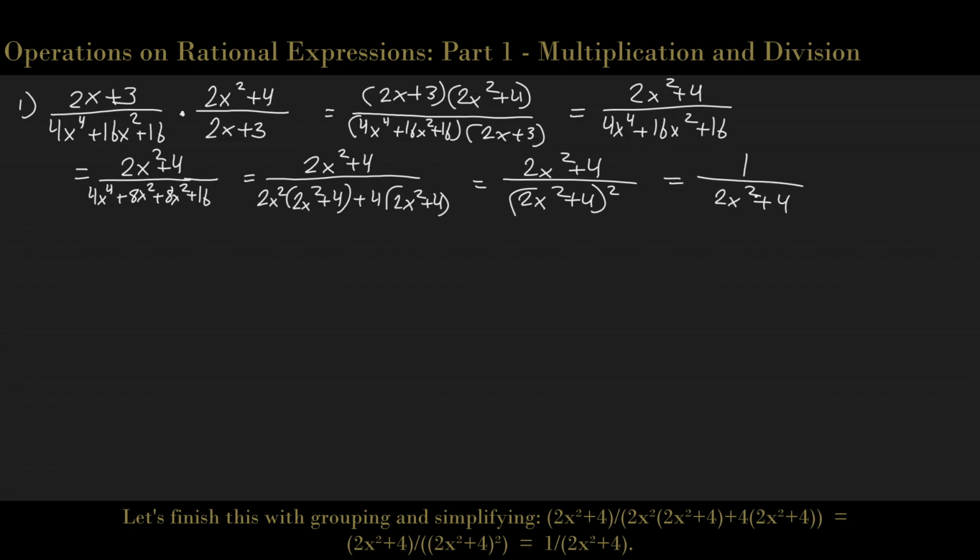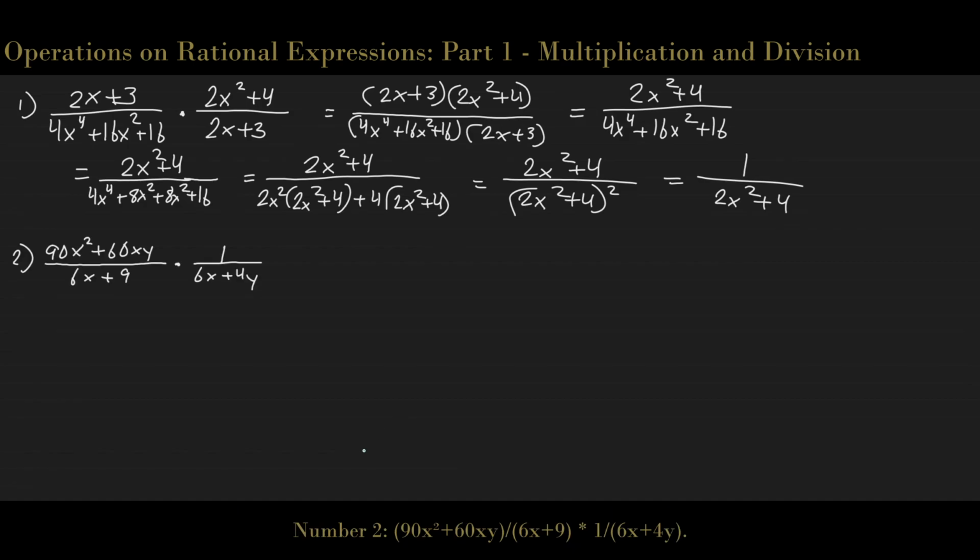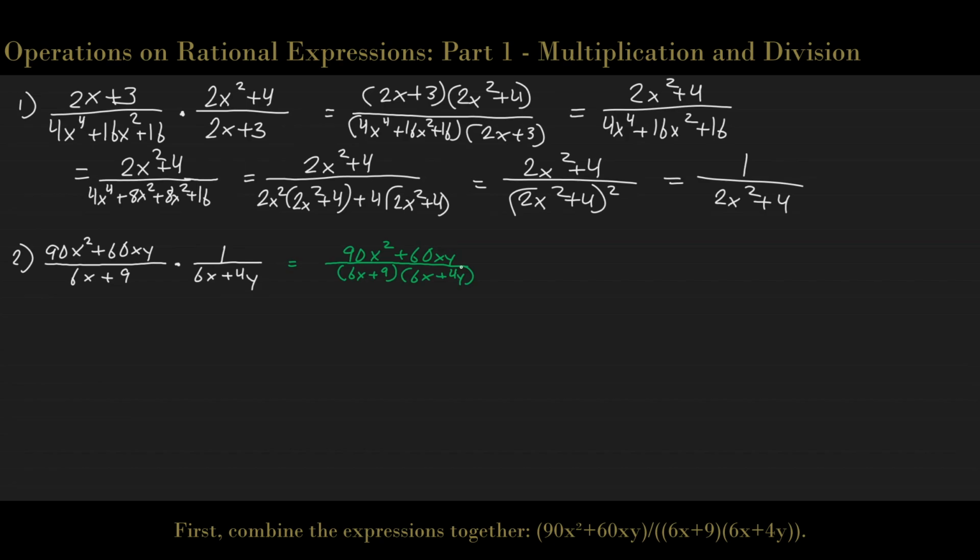Number 2, 90x squared plus 60xy divided by 6x plus 9 times 1 divided by 6x plus 4y. There are some large numbers here, and even two variables this time around. However, that doesn't always mean it's going to be a hard problem. First, combine the expressions together. 90x squared plus 60xy divided by 6x plus 9 times 6x plus 4y.